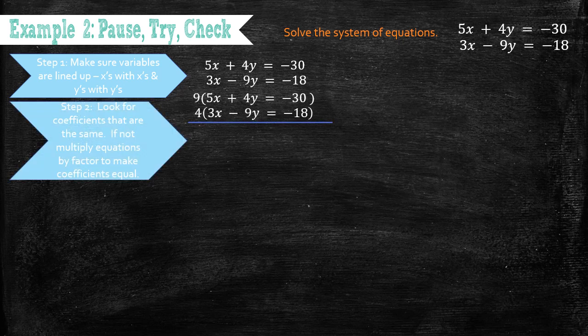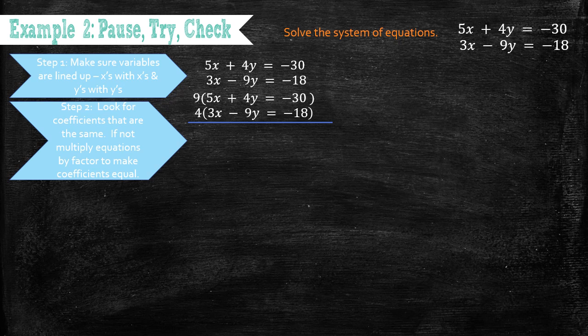In the second step, we want to look for coefficients that are the same. So here, if you look, we've got our x terms, the 5x and the 3x, those are not the same. My 4 and my -9 are not the same. So I'm going to have to do something to make them the same, and also so that they will eliminate.